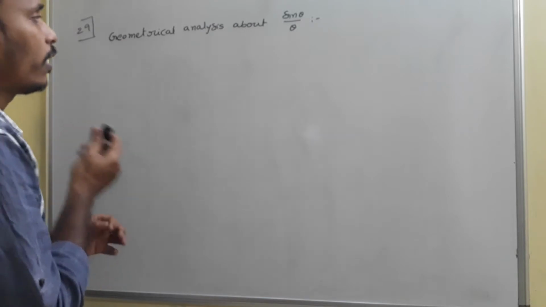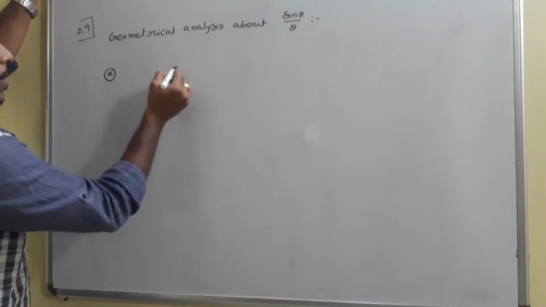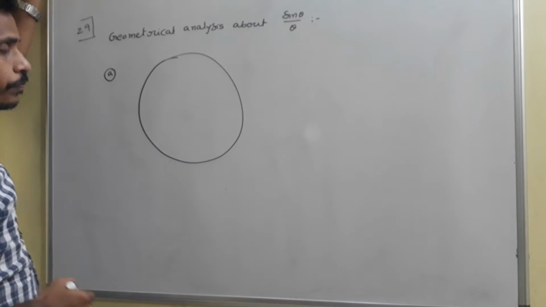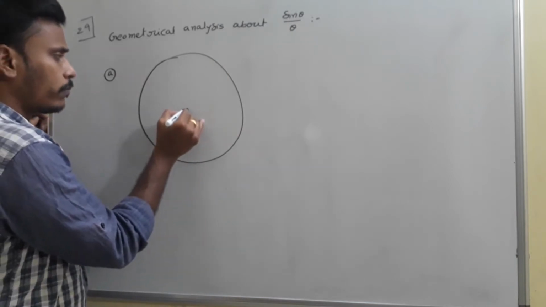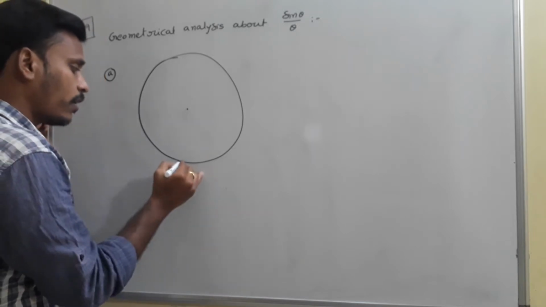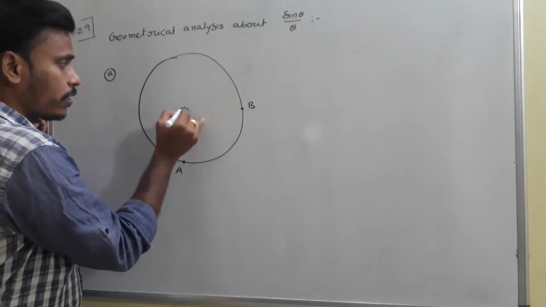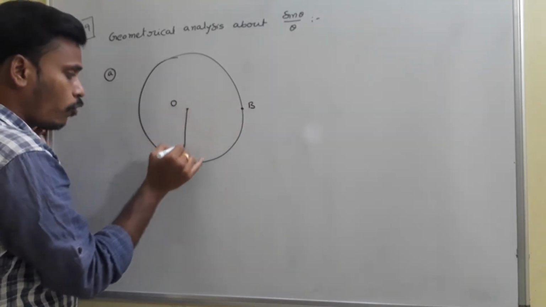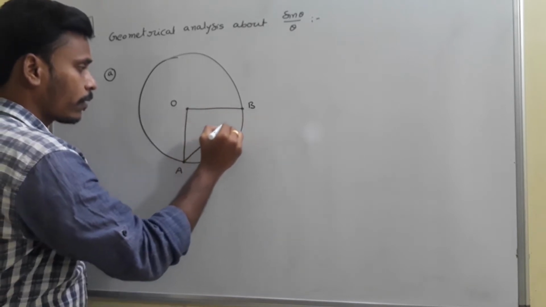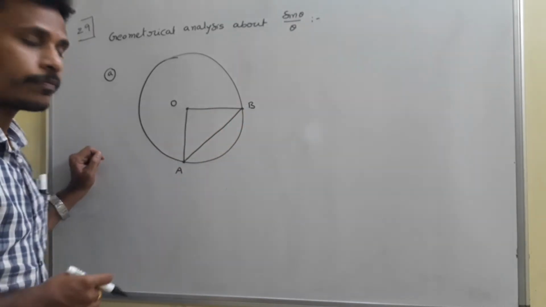For that, initially we need to consider a circle. Everybody, just pay attention. I am just thinking about a circle with center O, and in that circle you take any 2 points on the circle. You may say A, B. This is center O. Join OA, OB, AB. So we have a triangle. This AB is called a chord.